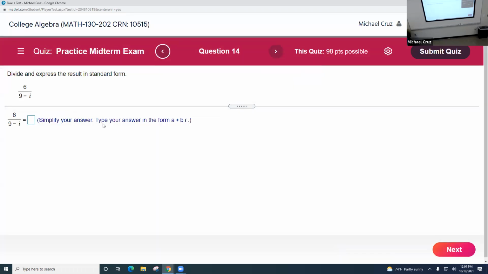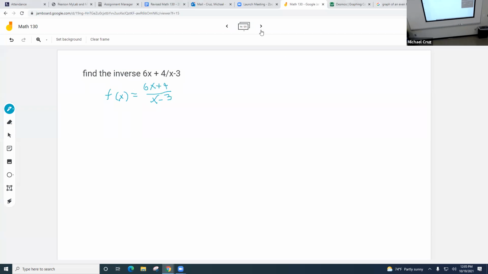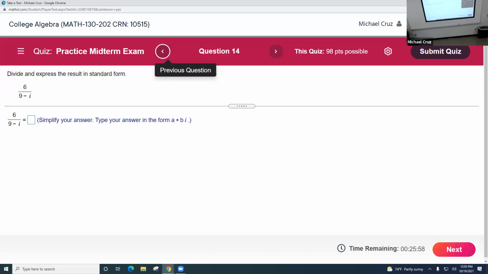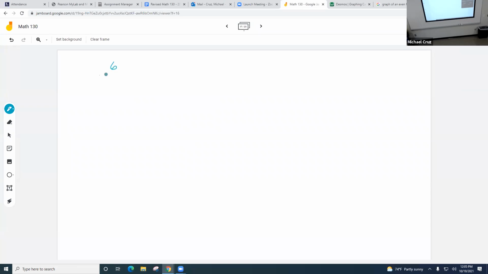All right. So this is what we call the complex numbers. In particular, it's i, or imaginary. So what we want to do is put it in standard form. Let's write that here: 6 over 9 minus i. So what you have to do is multiply by the conjugate. And remember, the conjugate is just the opposite.